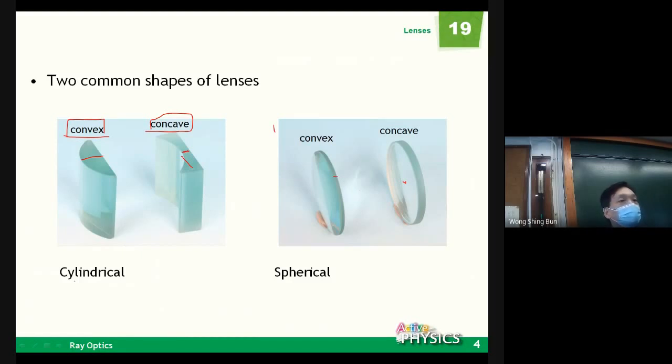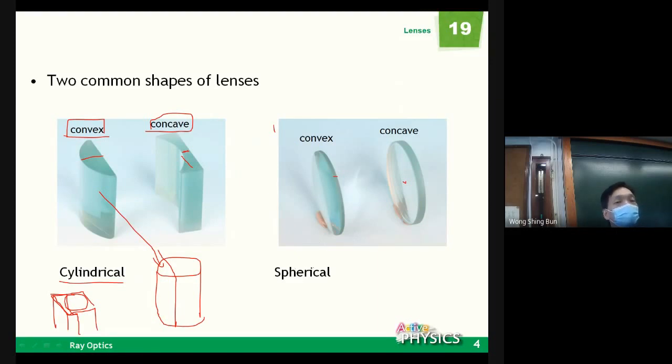And also, for the lens, we have two types. Cylindrical. Cylindrical means coming from a cylinder, a glass cylinder. I cut this part out, and it will be this. How about this? For this, how to do it? We will have this one, and then put a cylinder here. This part will be a concave lens. Can you see it?